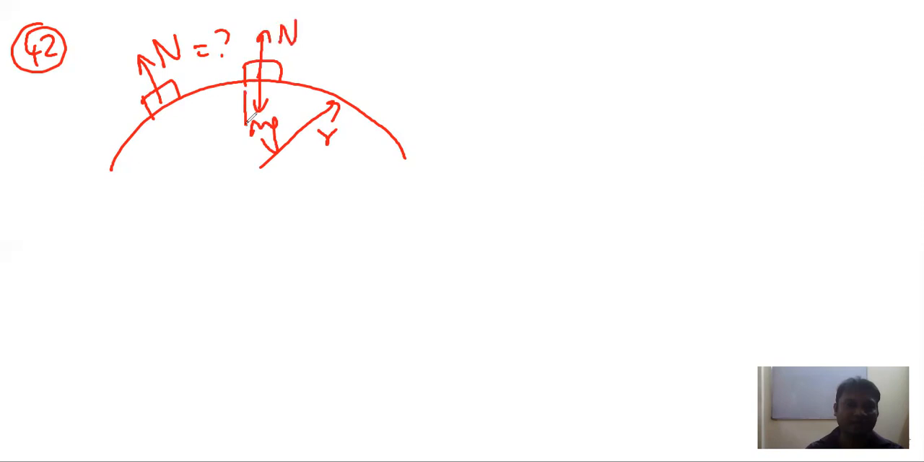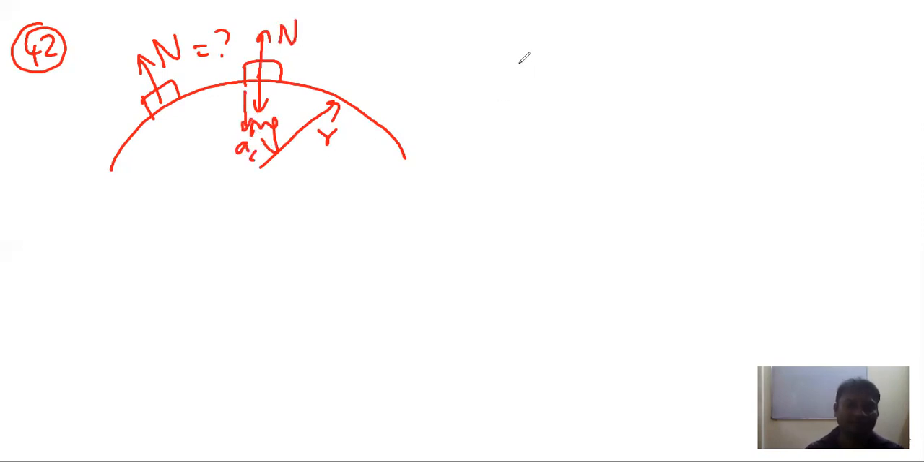Now, in the next question, we have a convex bridge as shown in the diagram, and we have a car here. So in this case, convex bridge has radius r. We have to find the value of normal reaction N when it is at the highest point. At that highest point, what are the forces acting? Centripetal acceleration is towards the center.